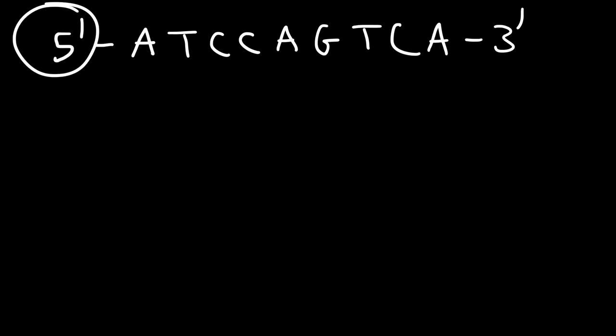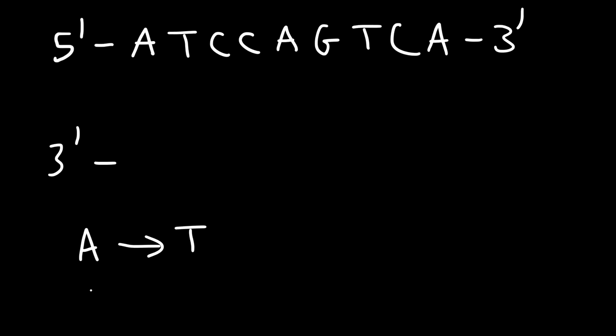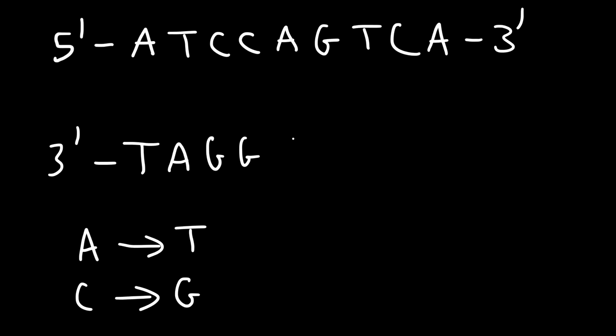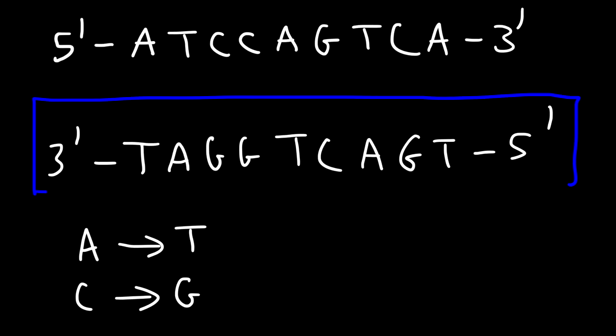Complementary to 5 is 3. And you need to know that A pairs up with T and C pairs up with G. So here we have A. We're going to pair it up with thymine. And here we have T. And let's pair it up with adenine. And C, we're going to pair it up with guanine. And A is going to go with T. G, we're going to pair it up with C. And so forth. So this is the complementary strand. And that's how you can write the sequence, by knowing this piece of information.